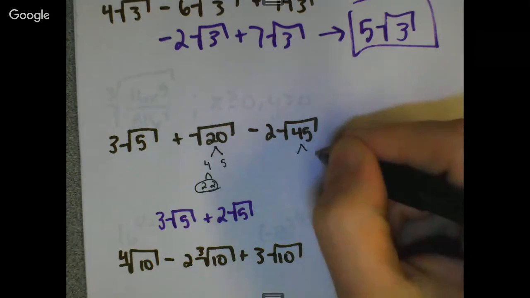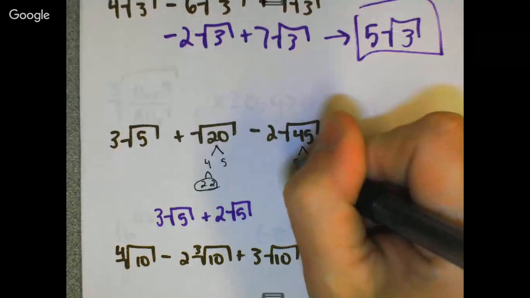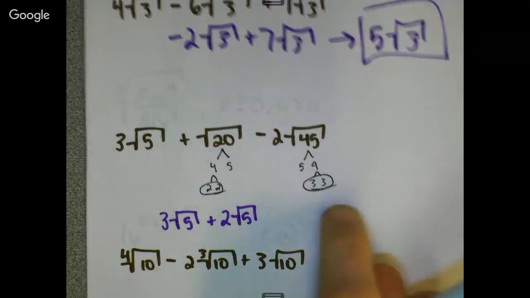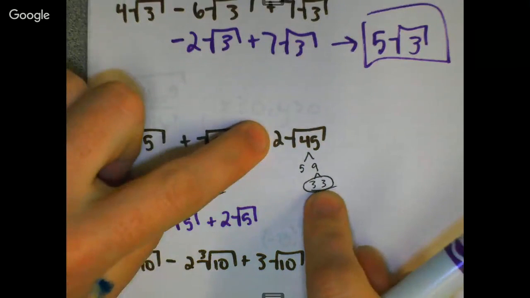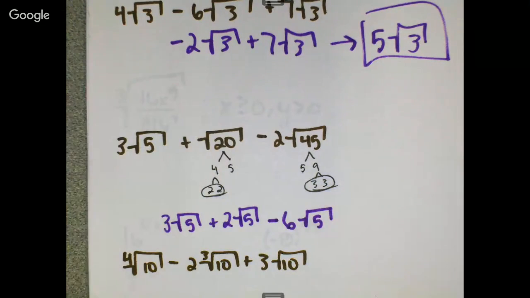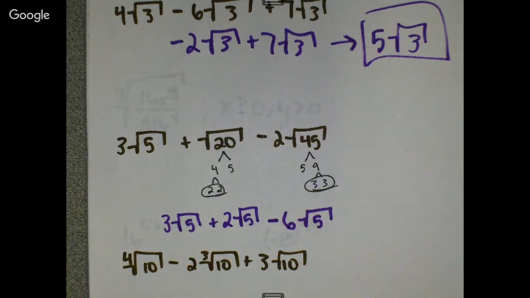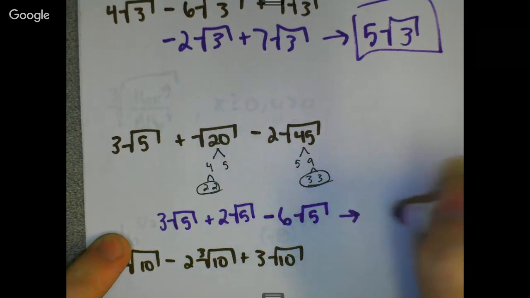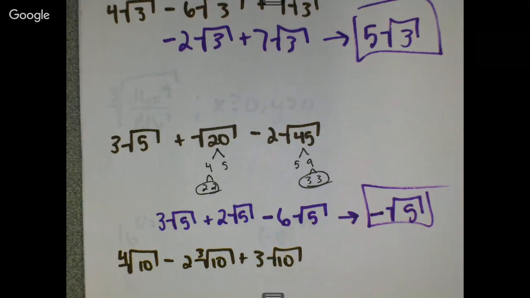45 breaks down to 5 and 9 and 3 and 3. So then I'm bringing out a 3, but I already had a 2 out front. So that is minus 6 radical 5. Okay, so now all of them are like. So we'll take 3 plus 2 is 5, minus 6 is minus 1. So you have minus radical 5 as your answer.